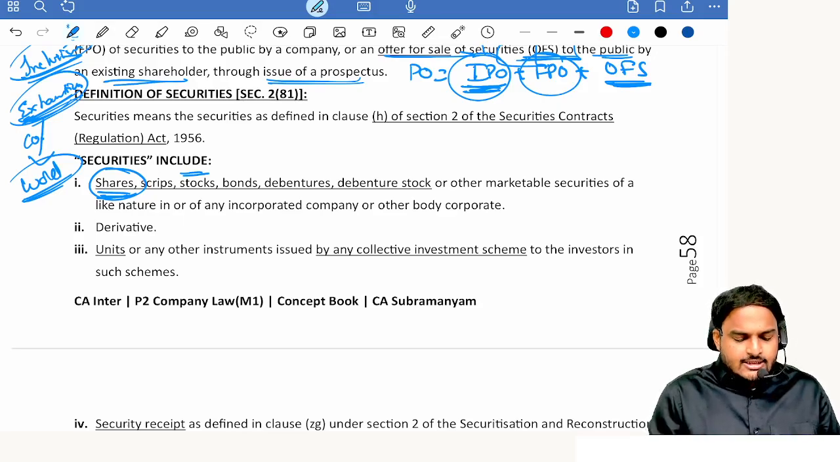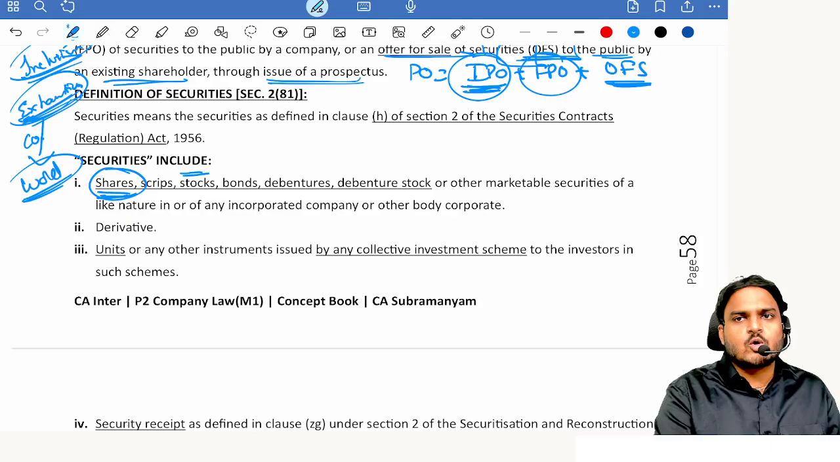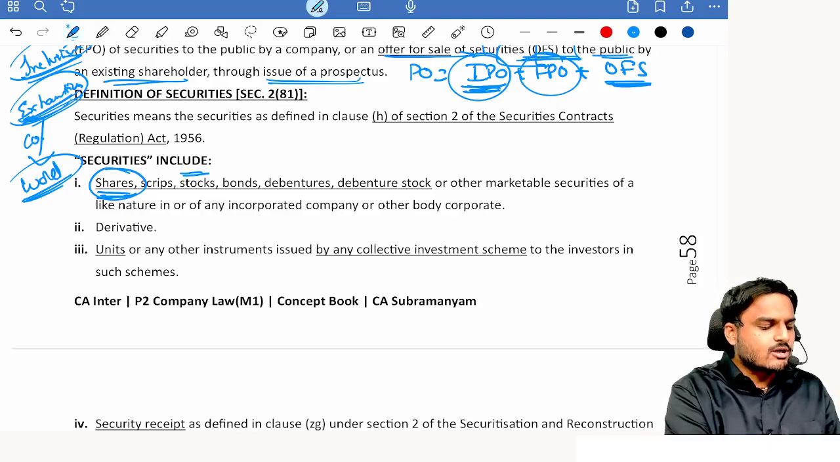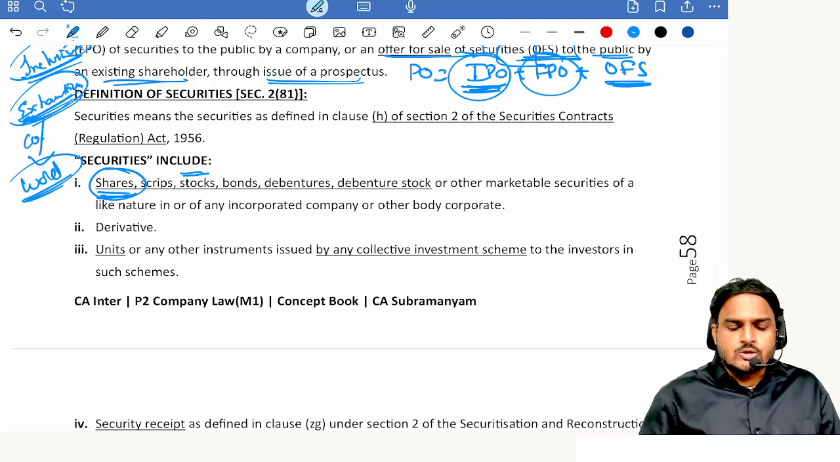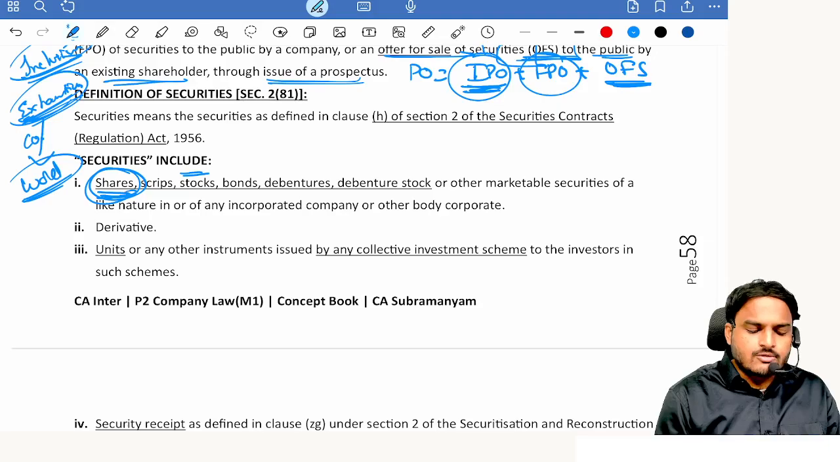Any person subscribing to the shares of a company, we call him a shareholder. And you all know, basically shares are of how many types? Two types: equity share capital and preference share capital. So shares are nothing but a part of the share capital of the company.